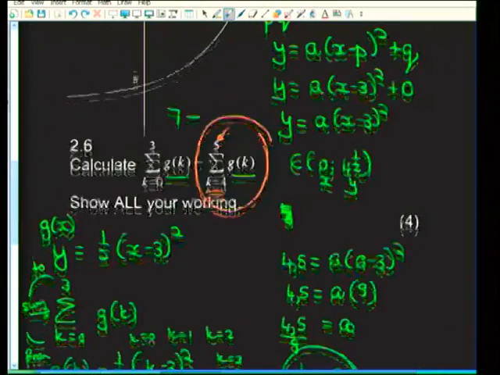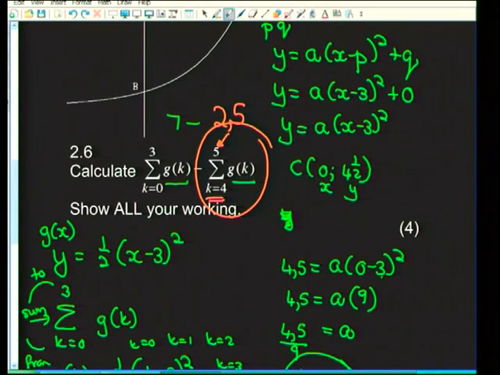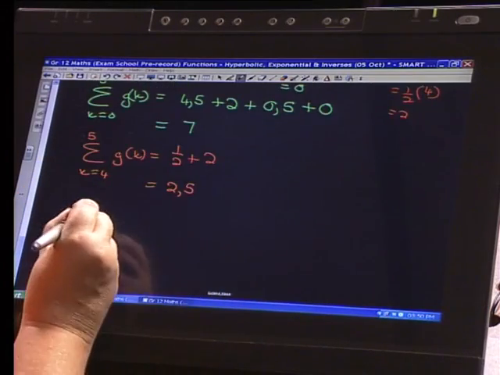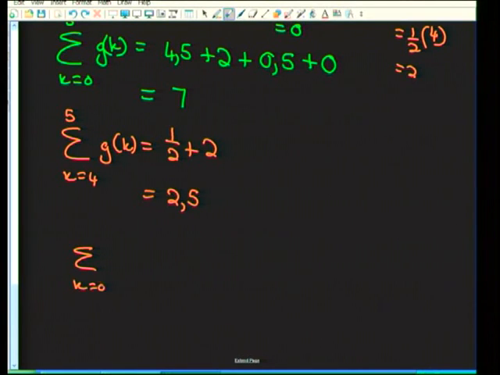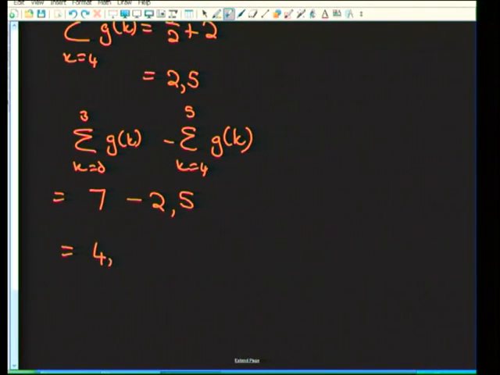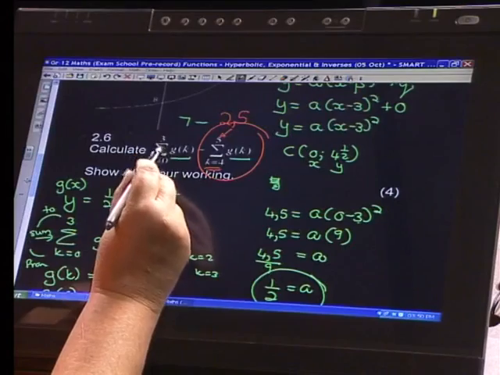Right, so we go back to the question. This is 2.5. So if this is 7 minus 2.5, is it going to be a problem? So we know that the sum from k equals 0 to 3 of g of k, subtract the sum from k equals 4 to 5 of g of k, is going to equal 7 minus 2.5, and that's going to give me 4.5. And that's what we would do. So it's actually quite an easy question. Just time consuming. That's always the negative side. But it was a good opportunity to remind ourselves.